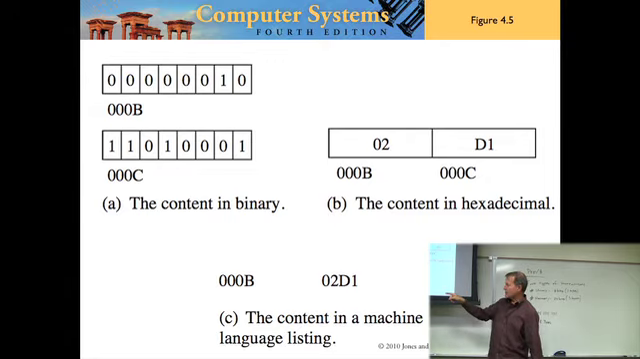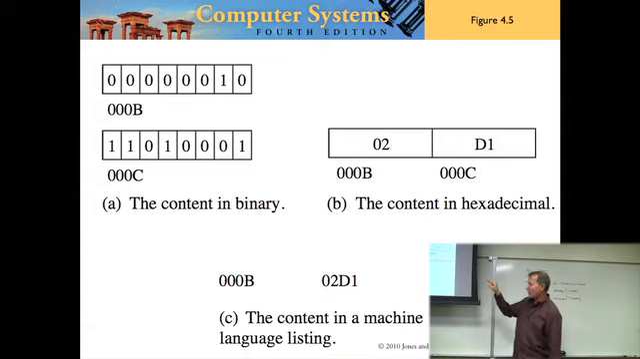So in part C of the figure, we have 000B for the address, and the content is 02D1. Now, do you remember, when you look at this content in a machine language listing, even though the address says 000B, what is the address of the D1? 000C. Yes. Are you with me? Is everybody clear?